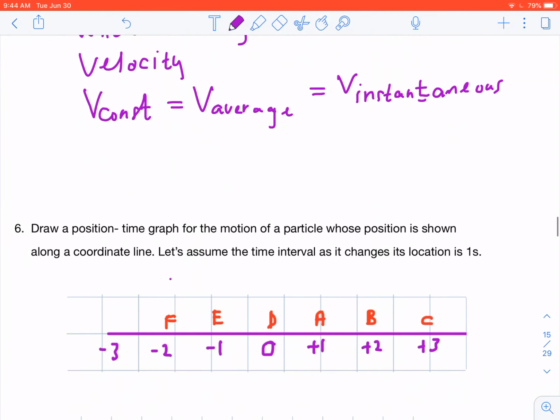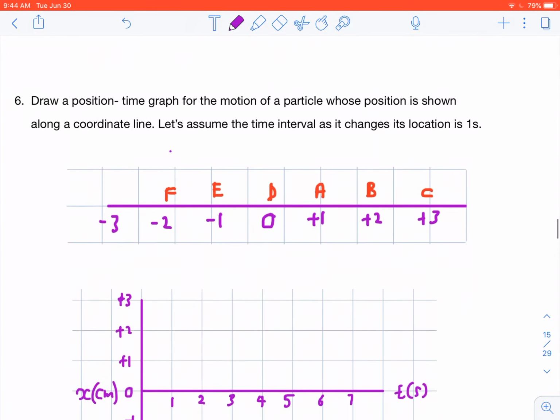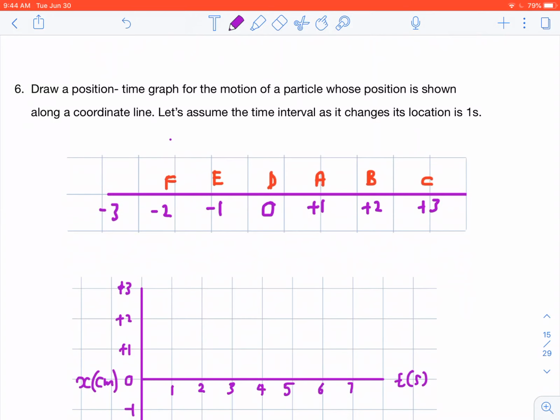Right, let's look at the next one. There it says draw a position time graph for a motion of a particle whose position is shown. Let's assume that the time interval as it changes its location is 1 second. Okay, so here you have A going to B, going to C, and from there it goes to D. And remember, this is all along the line. And we're saying, let's say it takes 1 second for every change of location.